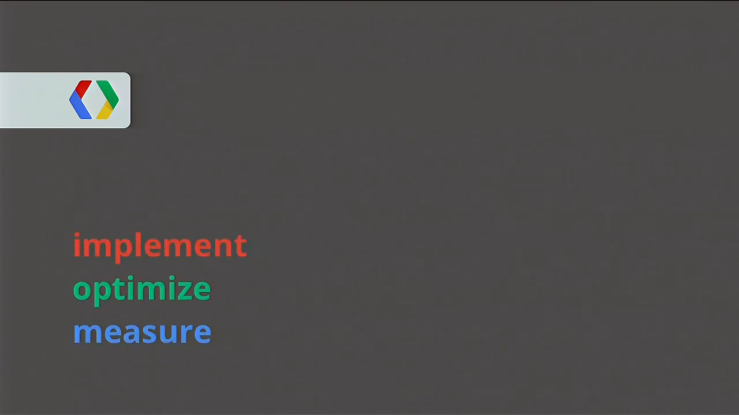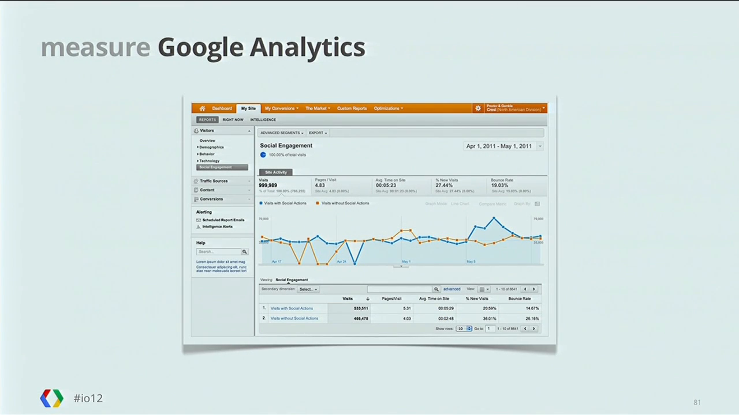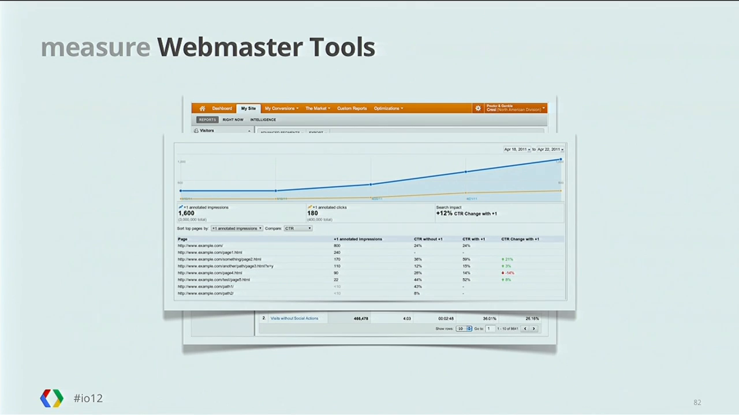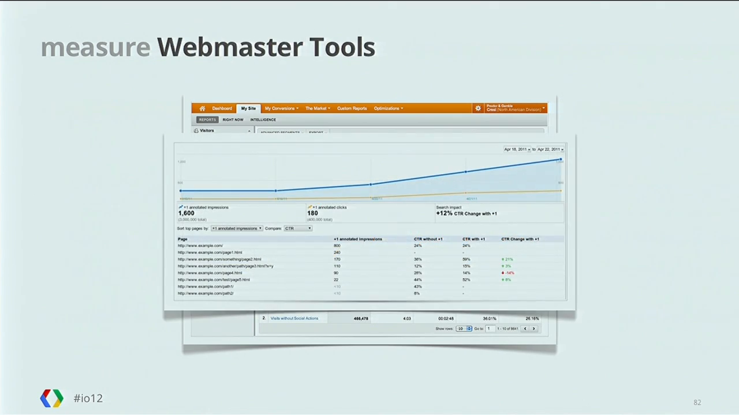Okay, so we've done implement, we've done optimize. Let's now talk about measurement. So you can measure the value of the +1 button and how people are using it using Google Analytics. And you can also do it using Webmaster Tools. Now, Google Analytics will show you engagement on these buttons and who's clicking what. And Webmaster Tools will give you some really cool things like the +1s on your site, understanding them a bit more, and the CTR uplift.